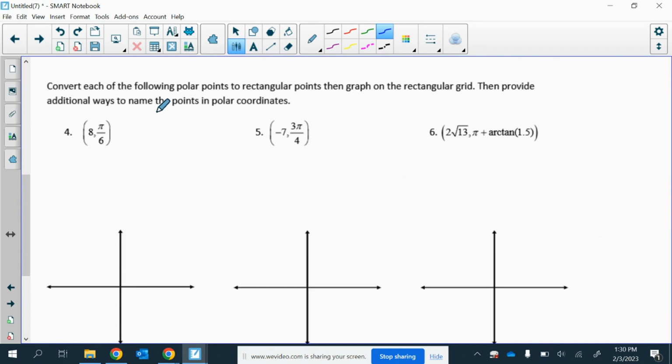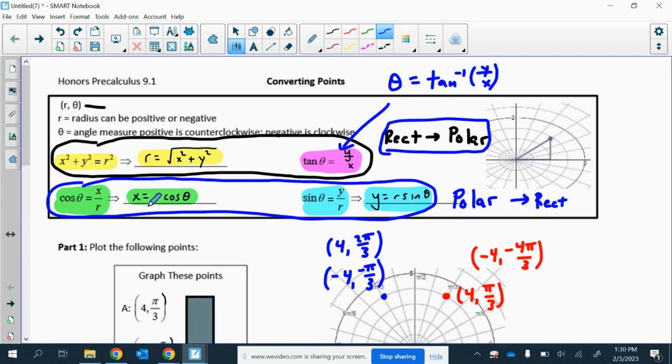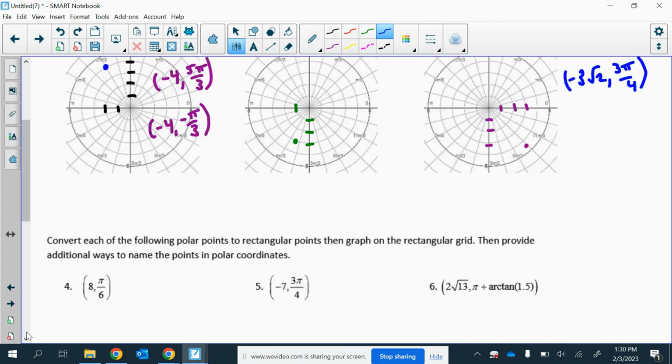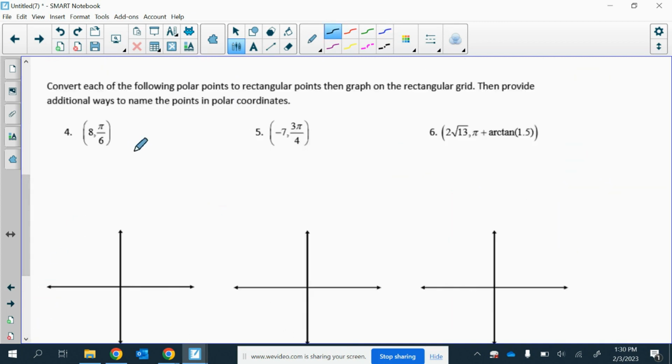Last thing we're going to do is convert polar to rectangular. So in order to do that, we're going to use x equals r cosine theta and y equals r sine theta. So x equals 8 cosine of pi sixths, and y equals 8 sine of pi sixths. So that's 4 root 3, 4.